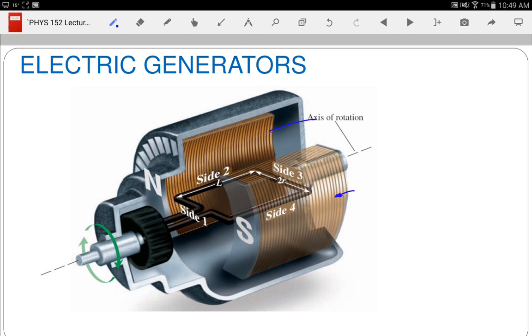They go out of north and into south. So our magnetic field lines in this are going like this. And then we're going to force that coil to rotate. And by forcing that coil to rotate, we're going to have a wire moving in the magnetic field, and that's going to create our EMF.